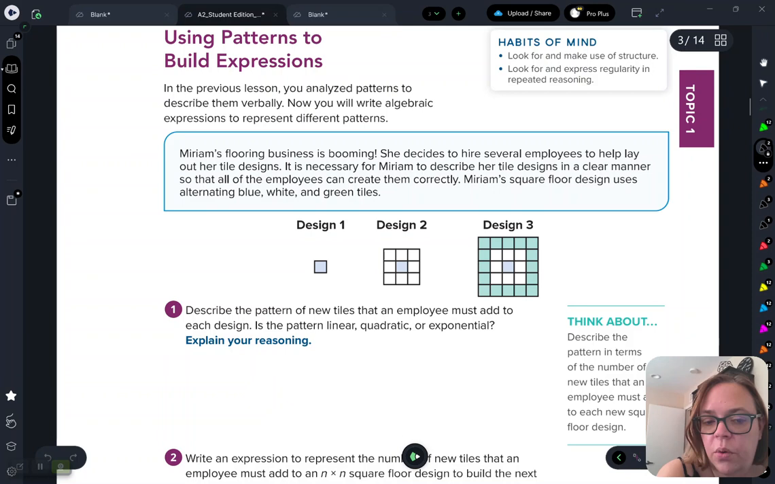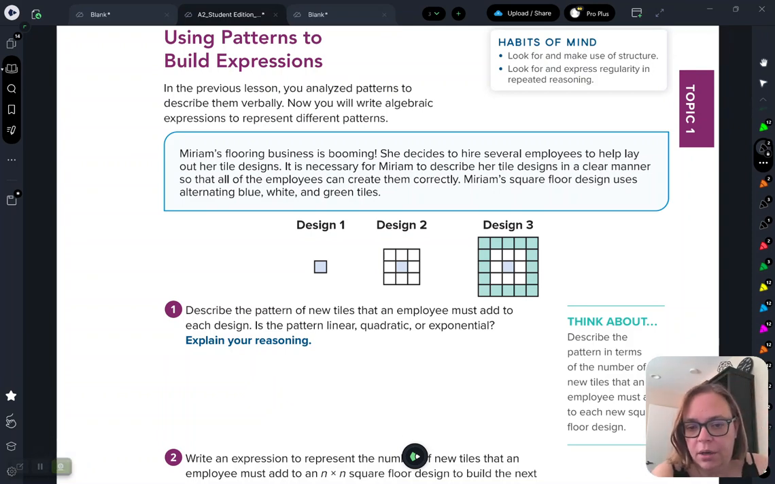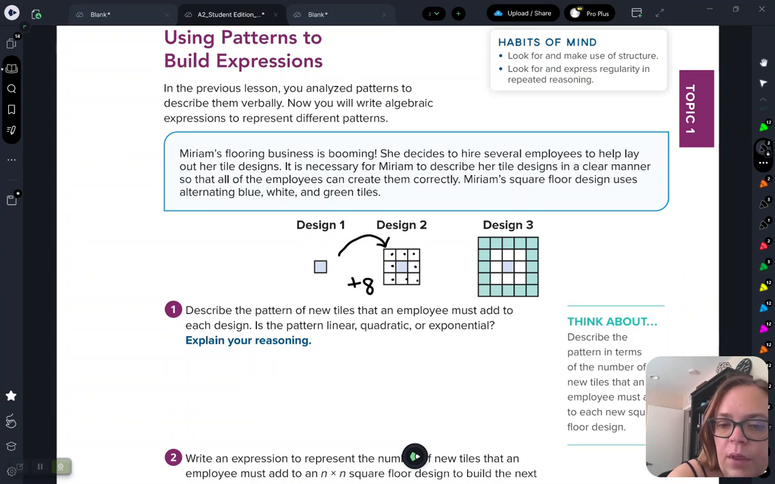And our table is going to have the design number and the number of new tiles, okay? Actually, instead of a new table, let's just count how many new tiles there are and see if we can look at the pattern of just the new tiles. So from design 1 to design 2, we added the white ring, which is 1, 2, 3, 4, 5, 6, 7, 8. And then from design 2 to design 3, we added 1, 2, 3, 4, 5, 6, 7, 8, 9, 10, 11, 12, 13, 14, 15, 16.